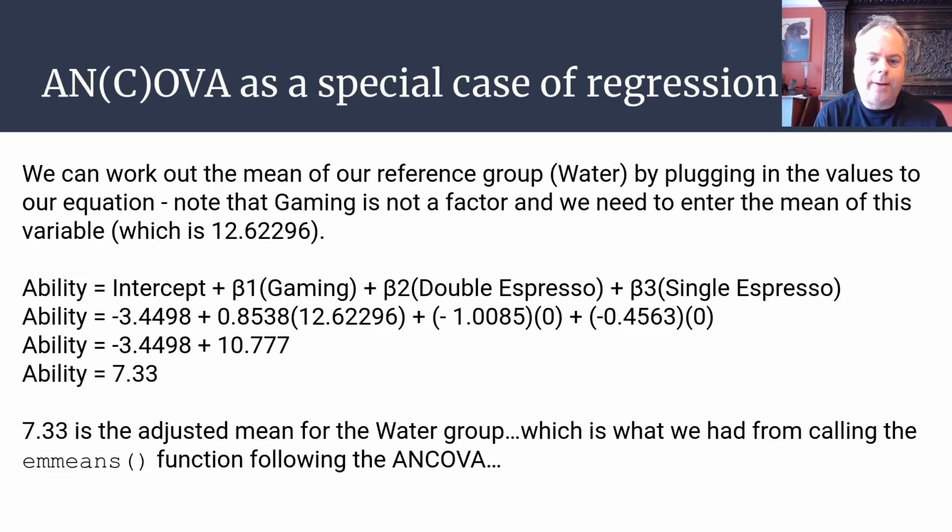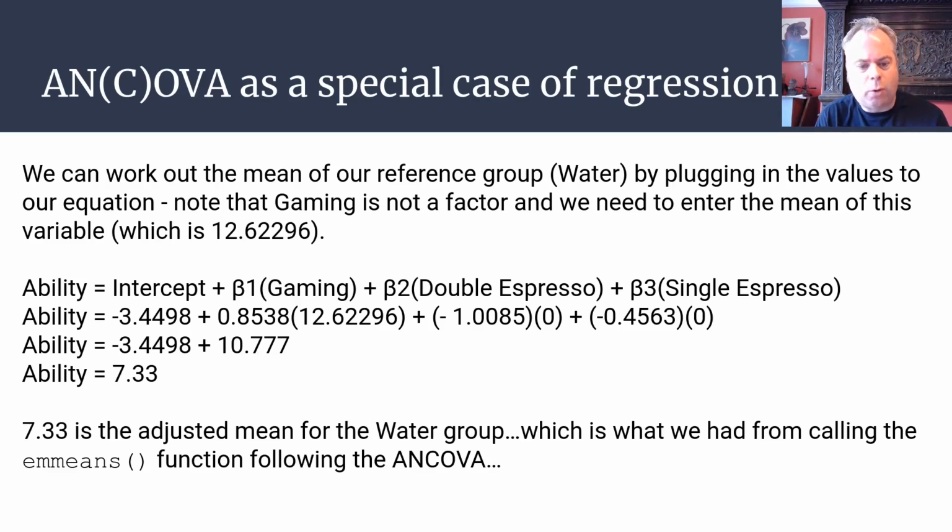So our covariate isn't a factor, so it's not captured by our coding scheme. And we need to enter the mean of this variable, which is 12.62296. So if we enter the mean of this variable alongside the coefficient, in our linear model, we calculate that the mean for our water group is 7.33. So it's the intercept plus the effect of our gaming covariate.